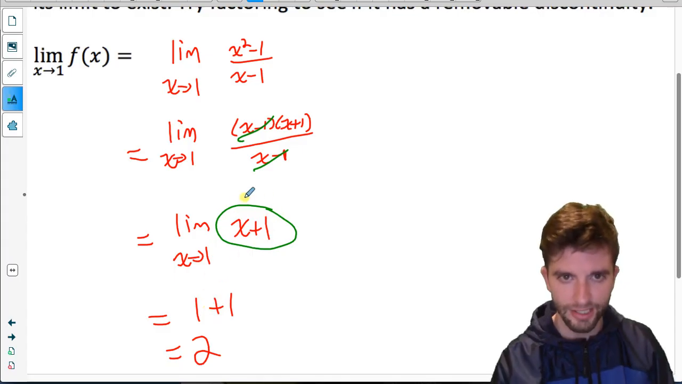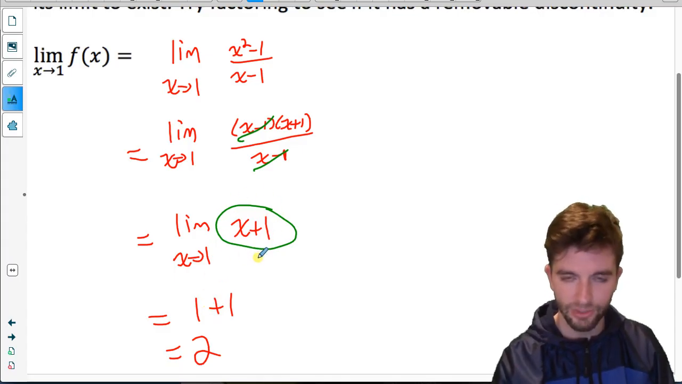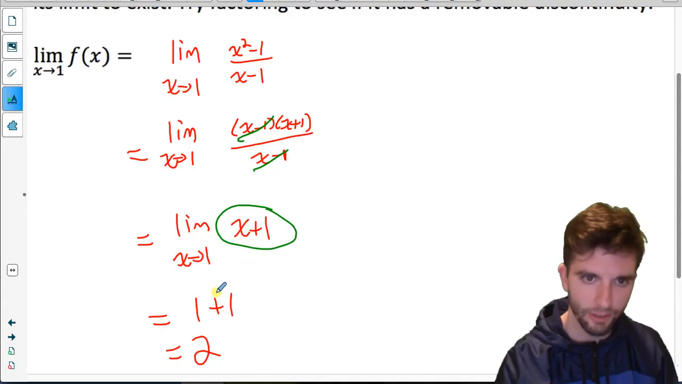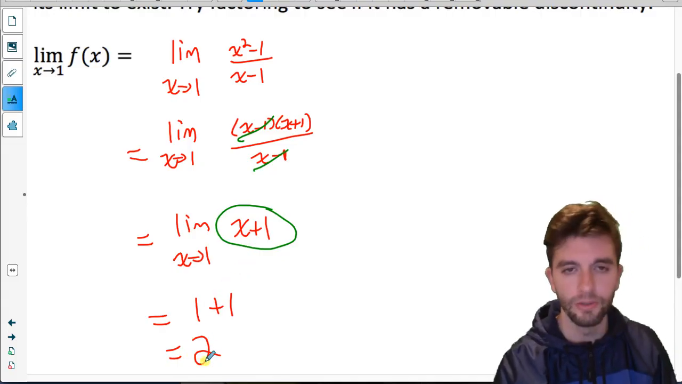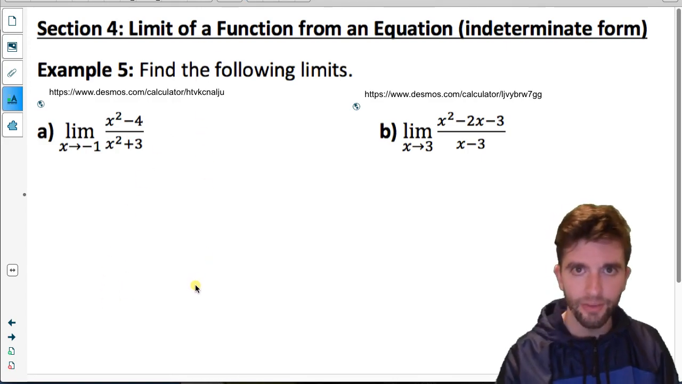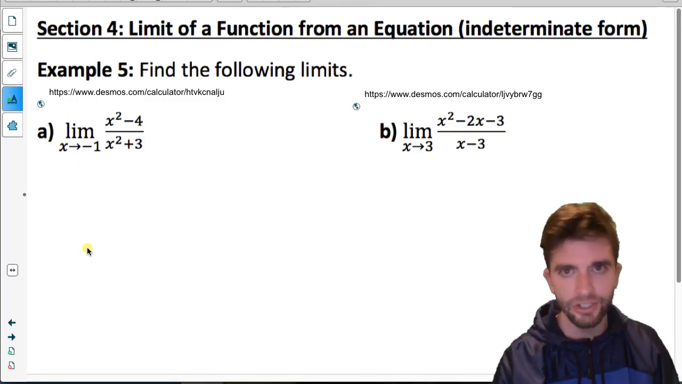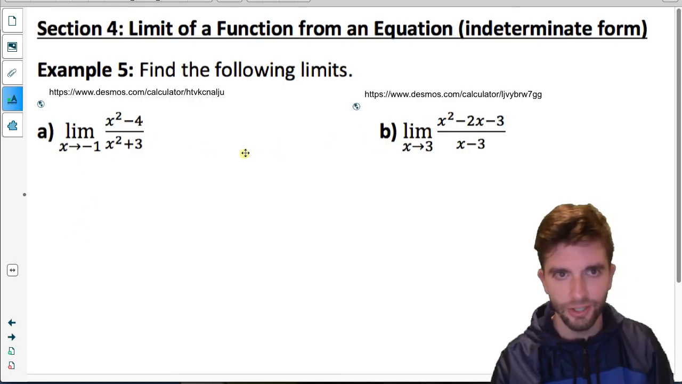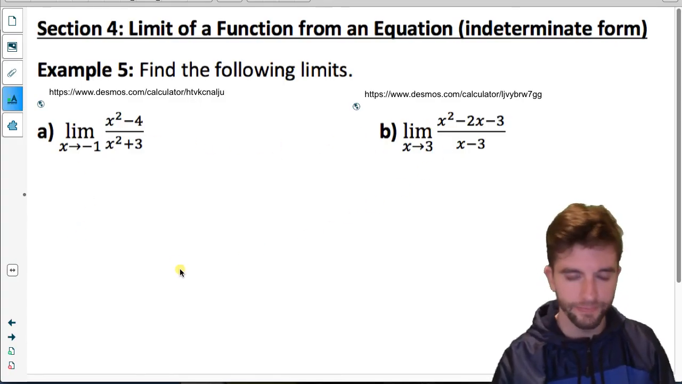And since this is a continuous function that exists when x is 1, we know as x approaches 1, the y values must be approaching whatever the y value actually is of that function, which is 2. So let's try out what we just did with these two examples here. So we're going to find limits of a function algebraically from equations. And I'm going to show you the graphs just so you can see what they look like. But for these functions, you're not going to be given the graphs.